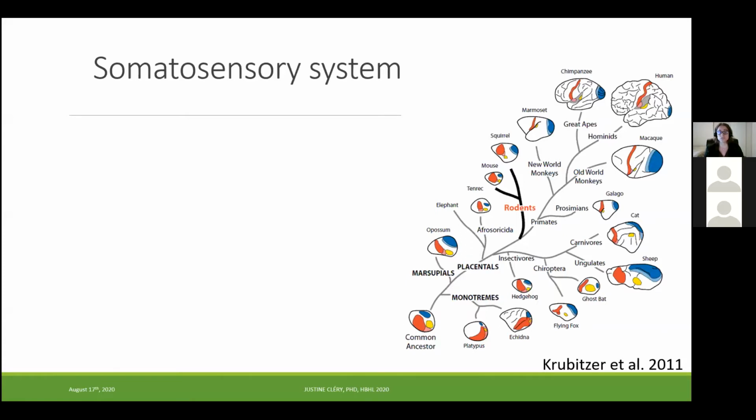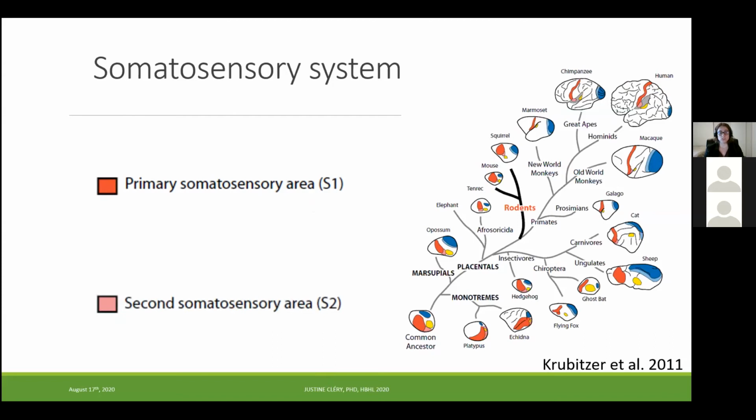The somatosensory system is organized in a similar way in a wide range of mammalian species, such as rodent, cat, or primates. Two systematic representations of the contralateral body surface have been found. One primary representation in the primary somatosensory area called S1 in red, and a second representation in the second somatosensory area called S2 in pink.